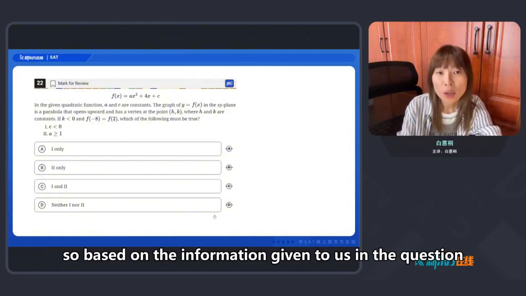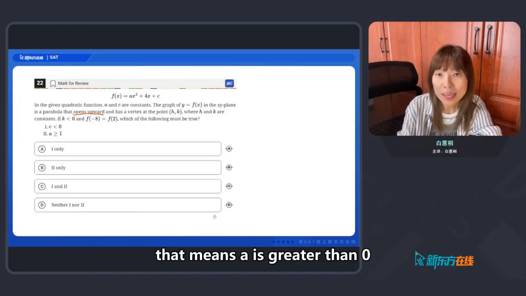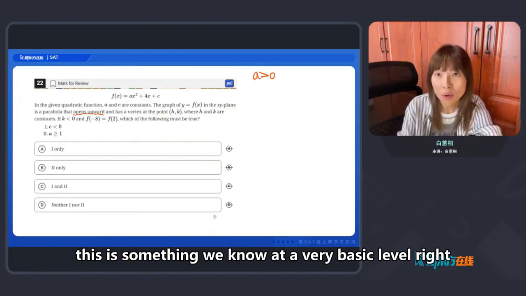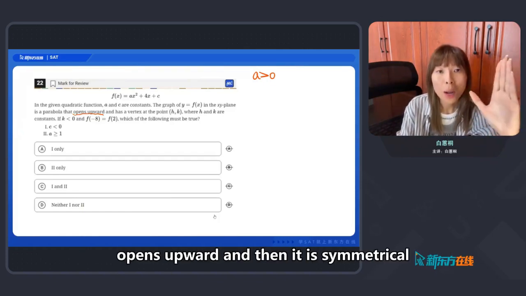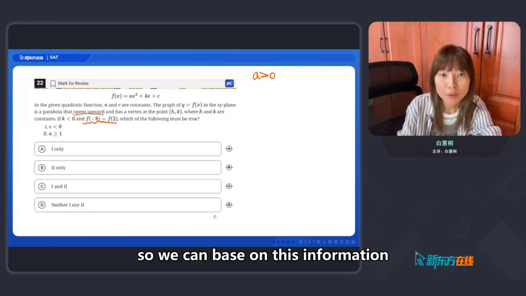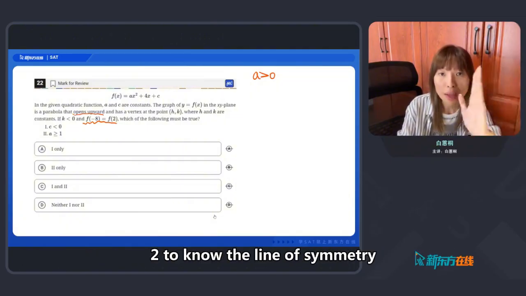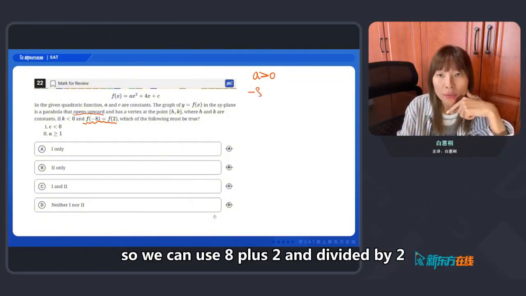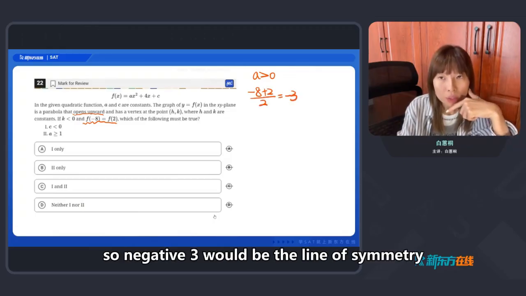Based on the information given in the question, we know the parabola opens upward. That means a is greater than 0. This is something we know at a very basic level, right? Because the U-shaped curve opens upward and is symmetrical, we can use the information that f(-8) is equal to f(2) to find the line of symmetry. We can use (-8 plus 2) divided by 2, which is equal to -3. So -3 is the line of symmetry.